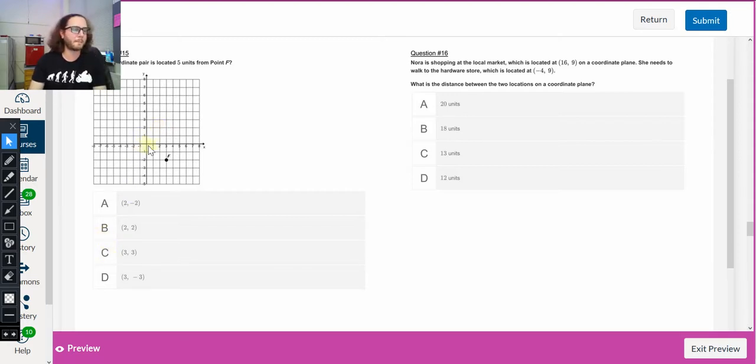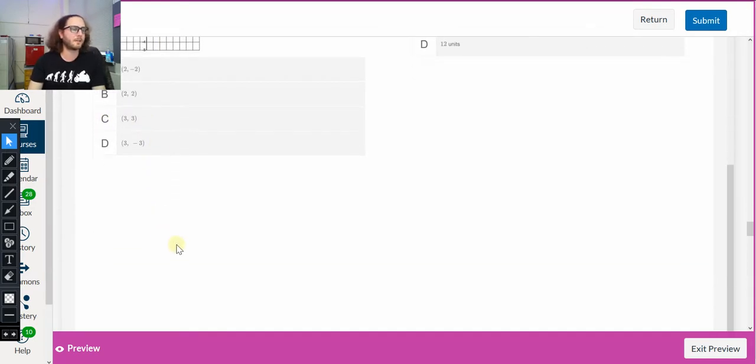C puts it at positive 3, positive 3, which is here. Well, let's check. We've got 1, 2, 3, 4, 5 units. Yep, the answer would have been C for number 15.